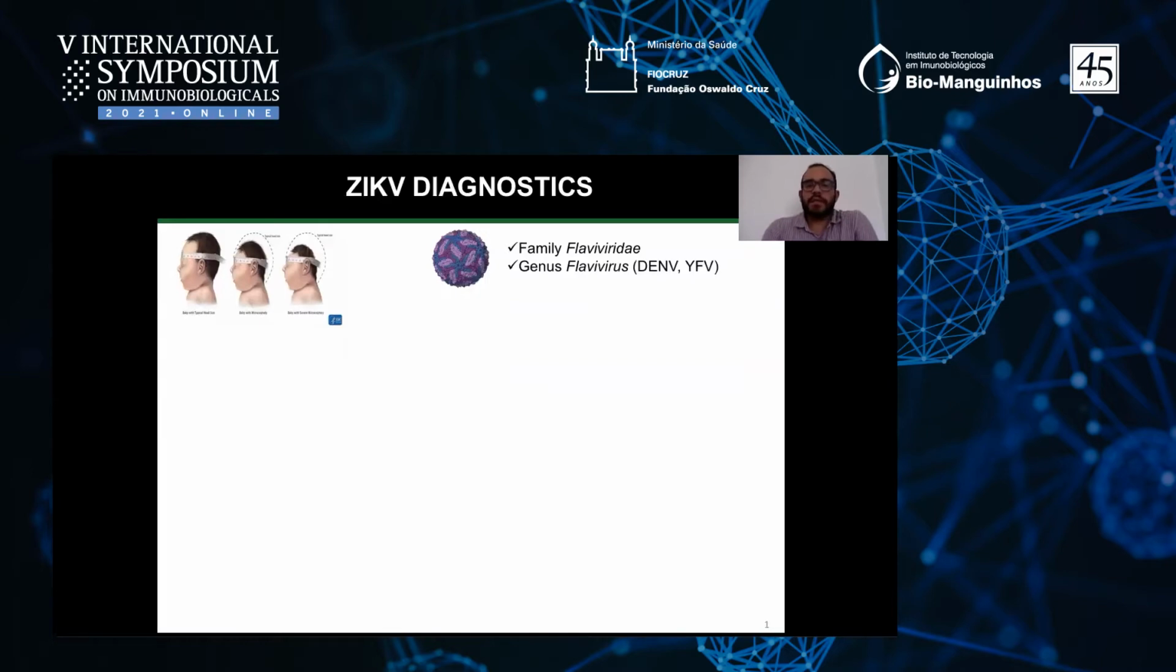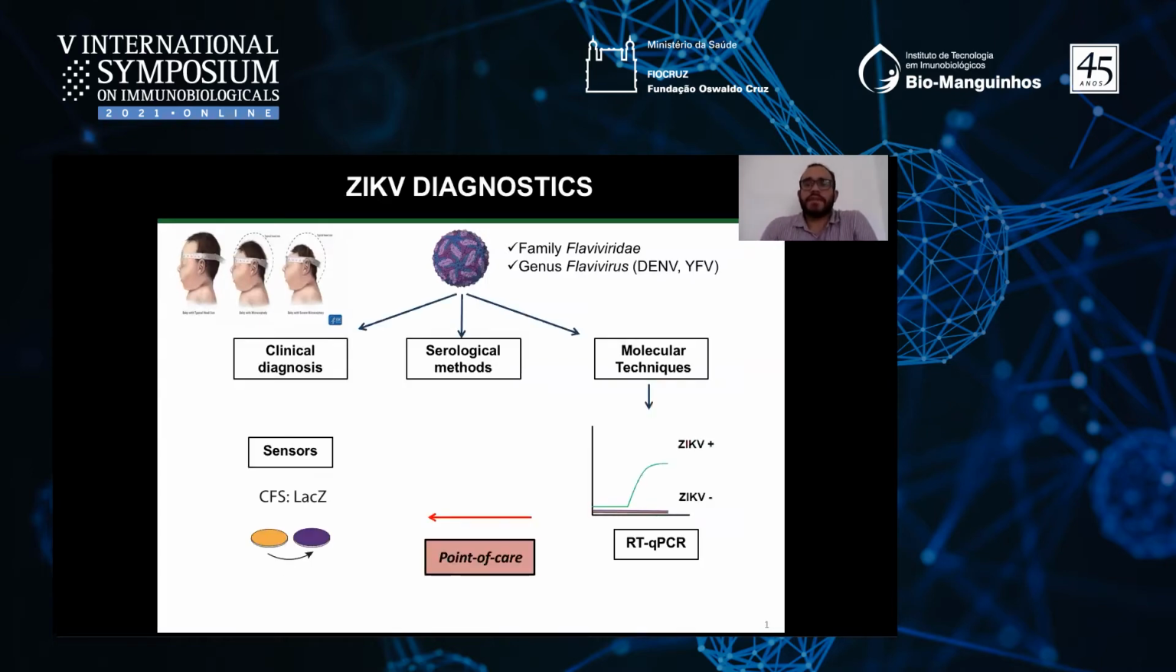Regarding the diagnosis, Zika virus infection can be diagnosed using some approaches, including clinical diagnosis, serological methods, and molecular techniques, where RT-qPCR is the gold standard method for the diagnosis of Zika virus infection. However, RT-qPCR has several limitations, such as high costs, which limits the application in lower-resource countries and scenarios.